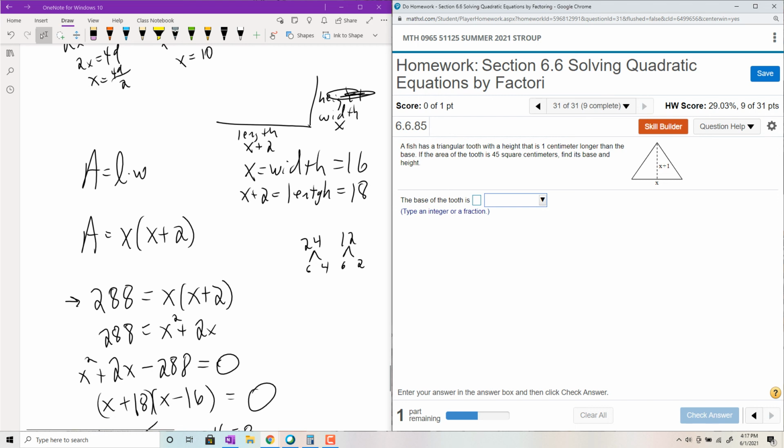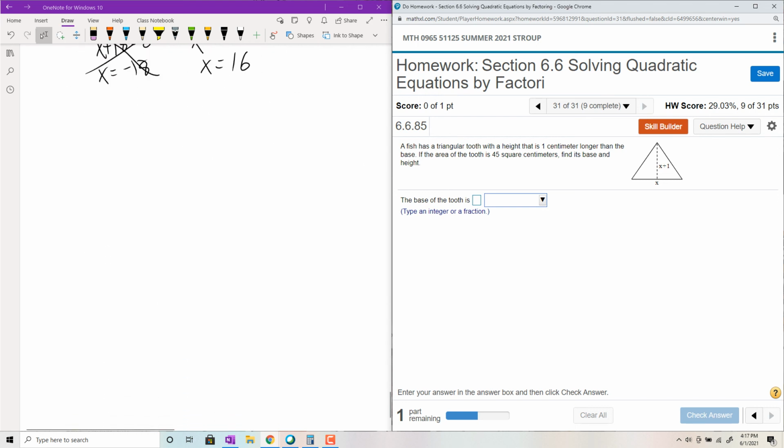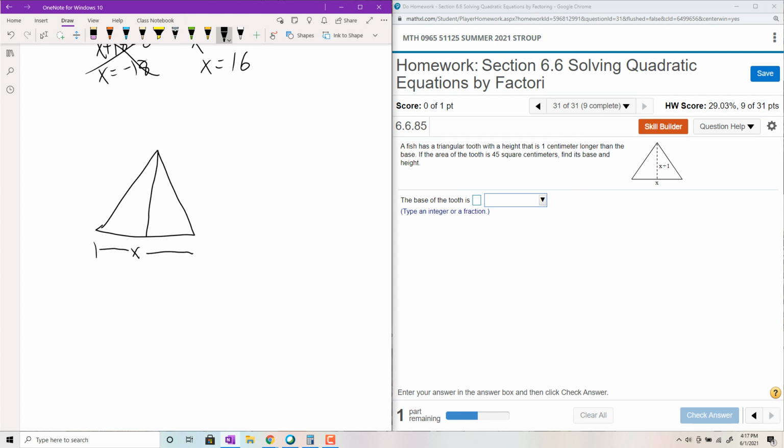One more. Fish has a triangular tooth, so some megalodon shark or something like that. Height is 1 centimeter longer than the base. So if the base is x, then the height will be x plus 1. The area for a triangle is 1/2 base times height. And in this case, the area is 45.